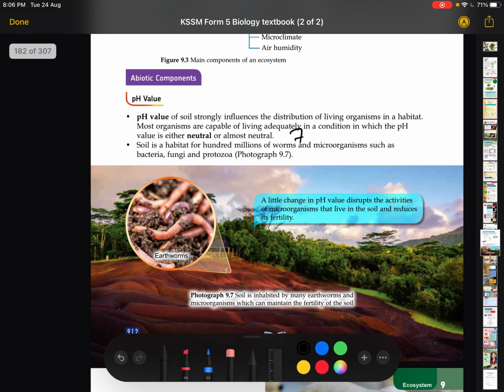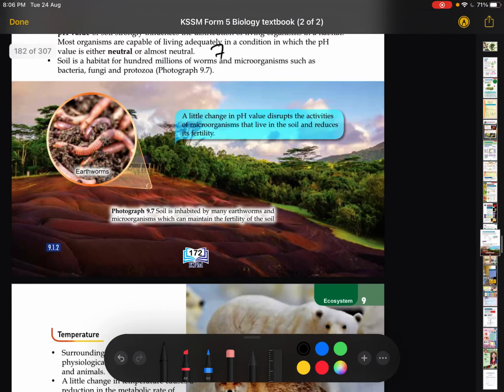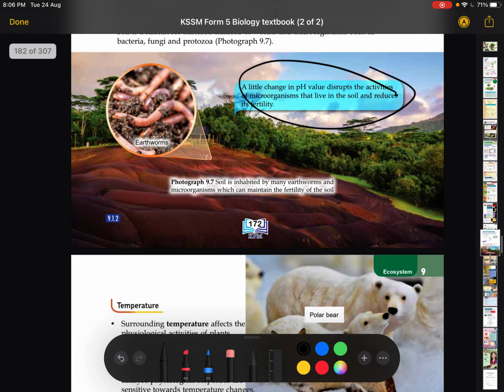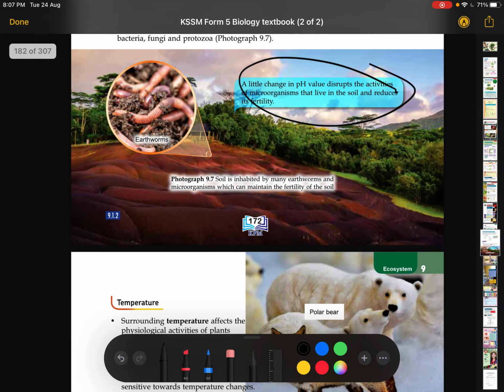Organisms usually live in neutral soil, like pH 7, but some, like the archaebacteria, like acidic soil. But if the soil is too acidic, then only they will live. No one else will live in that soil. The reason is that a little change in pH value disrupts the activities of microorganisms that live in the soil and reduces its fertility. So even a little bit of change in the pH value will influence how that thing lives.